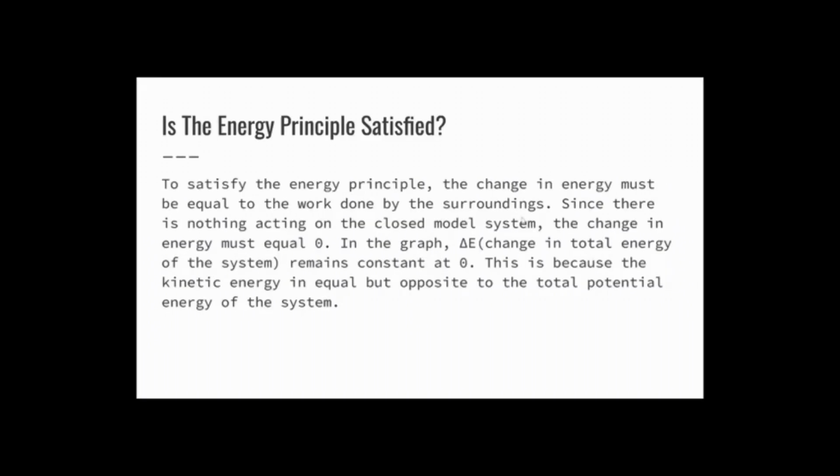Is the energy principle satisfied? To satisfy the energy principle, the change in energy must be equal to the work done by the surroundings. Since there is nothing acting on the closed model system, the change in energy must equal 0. In the graph, the change in E, which is the change in total energy of the system, remains constant at 0. This is because the kinetic energy is equal but opposite to the total potential energy of the system.